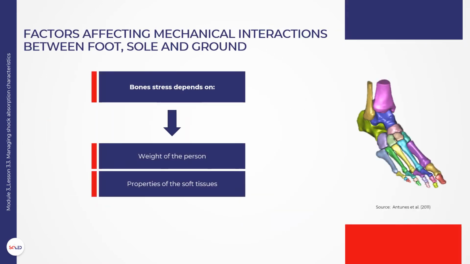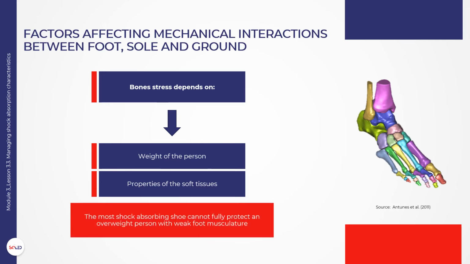On the other hand, it has been observed that the stiffness of the sole has no effect on the maximum bone stress. Bones are not affected by the nonlinear mechanical characteristics of the contact surfaces, and their stress depends only on the weight of the person and the properties of the soft tissues. Practically, this means that even the most shock-absorbing shoe cannot fully protect an overweight person with weak foot musculature. Footwear is always an aid to safer standing and walking, not a solution that blankets underlying health issues.